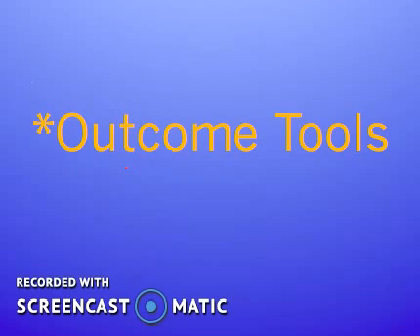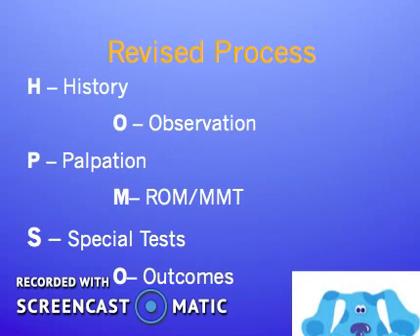A very good tool to definitely start incorporating, especially with its ease. There's really no excuse. So now as my revised process stands: H for history, O for observation, P for palpation, R for range of motion, M for manual muscle testing, S for special tests, and O for outcomes. This is a way that I can really close the gap and make a better evaluation.